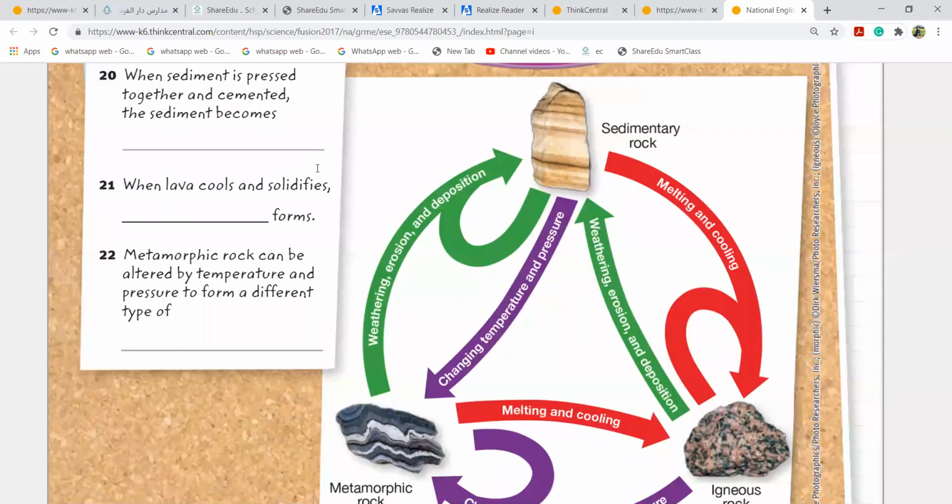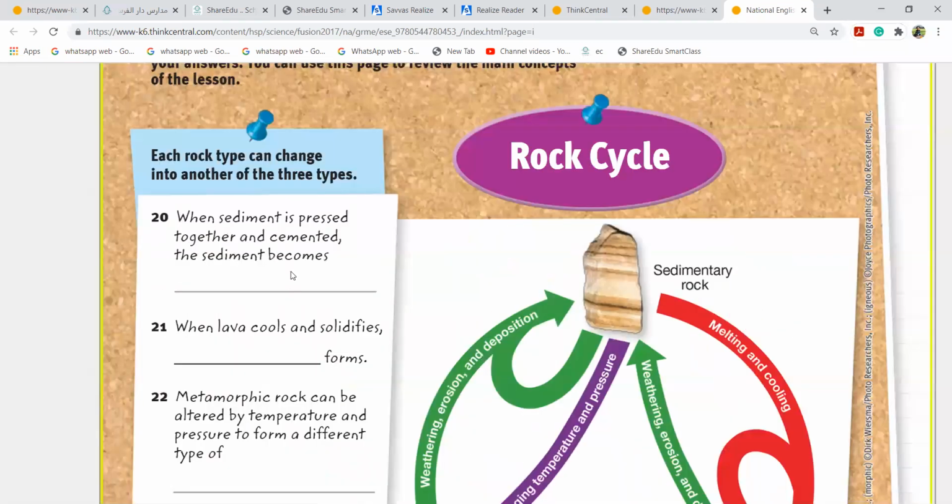So who will tell me, when sediment is pressed together and cemented, the sediments become which rock, girls? When the sediment is pressed together and cemented, which rock is formed? Yes, Judy? They are pressed together, cemented with the fossils. Which rock is formed?